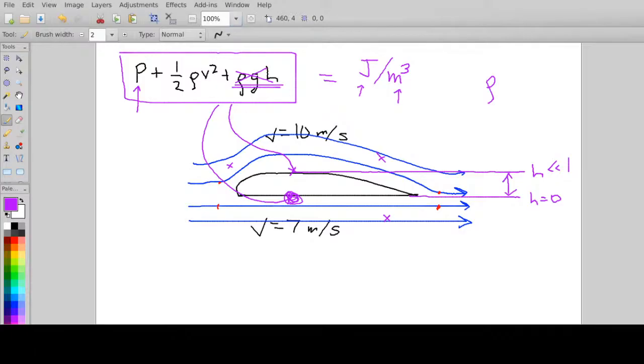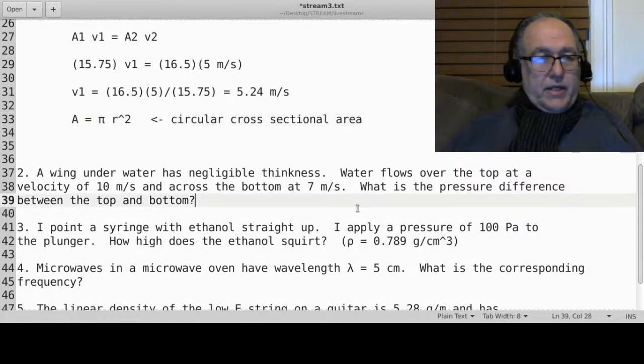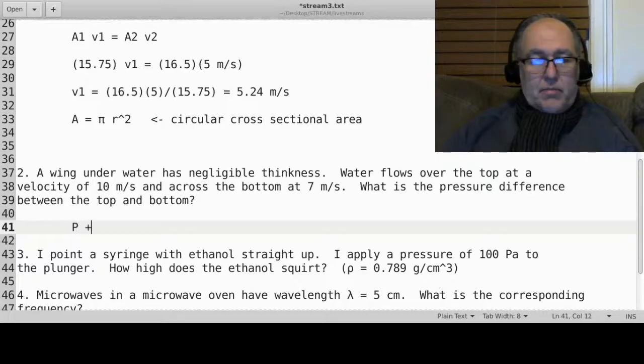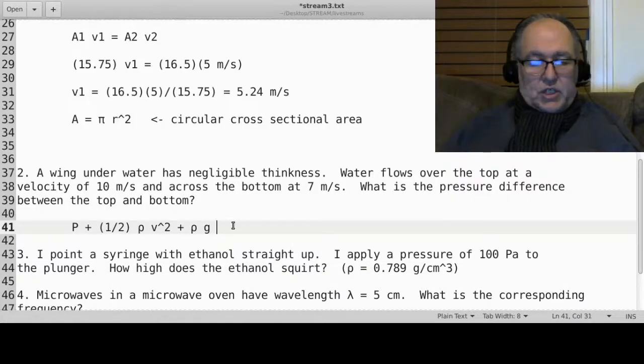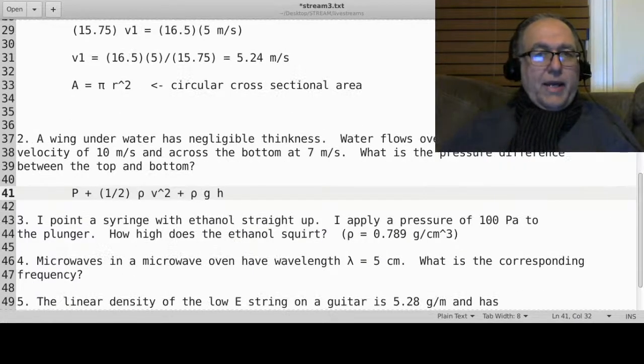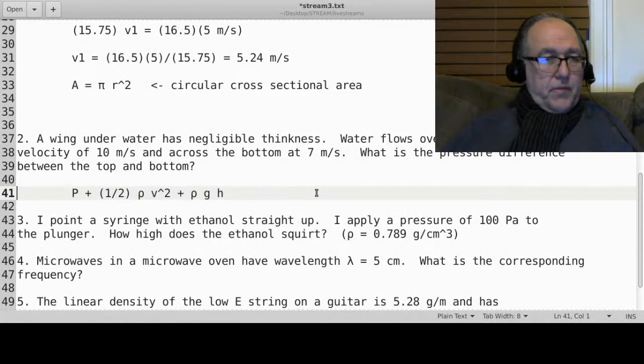Okay, so let's go ahead and solve it. All right, switch back to this screen. So what are we calculating? At the top and the bottom, we have to calculate this quantity: P plus 1/2 rho V squared plus rho GH. Let me grab a rho from here. We want to calculate that at the top and bottom, so let's do it at the top first. Over here, let's just say top.